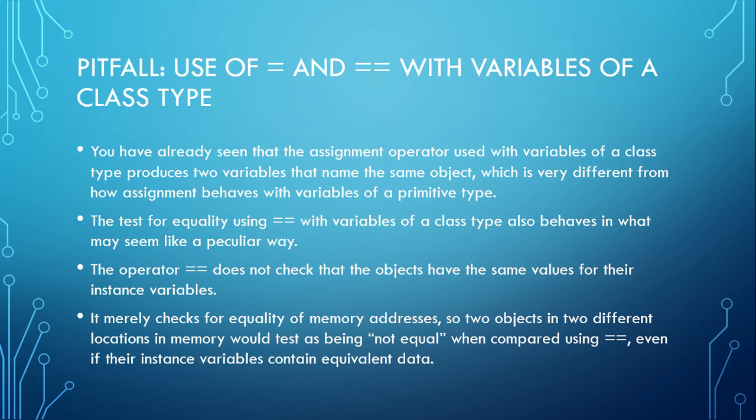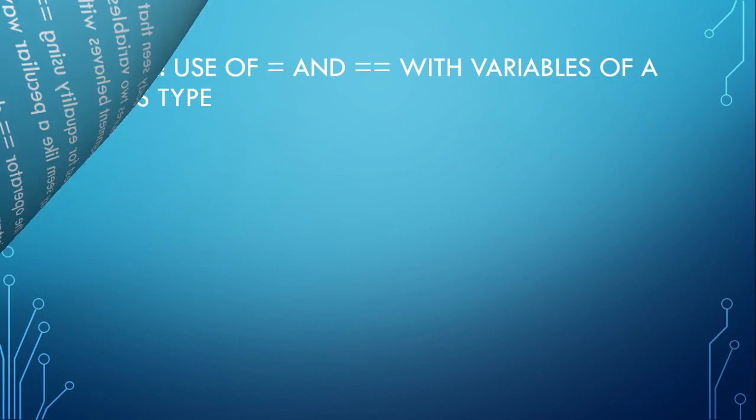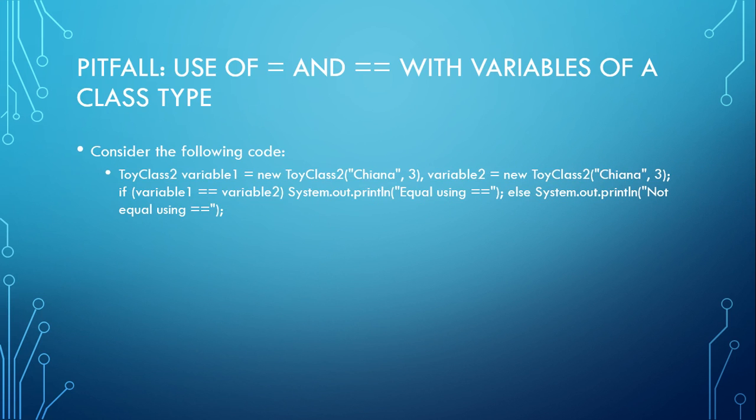So two objects in two different locations of memory would test as not equal when compared using ==, even if the instance variables contain the same values. And that's why, as we'll see in a second, we always use .equals.